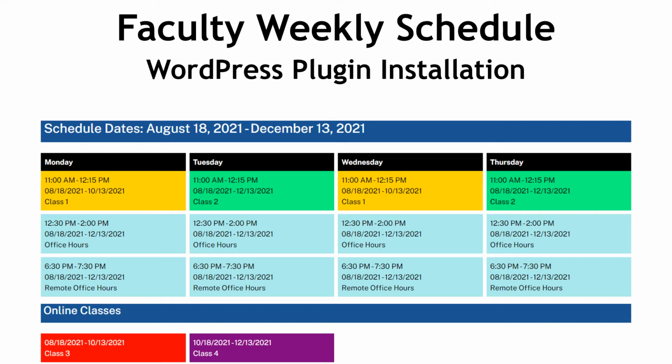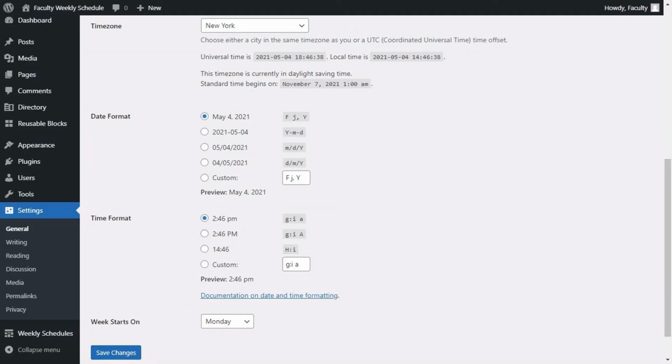The Faculty Weekly Schedule plugin can be installed by uploading a zip plugin file using the WordPress Plugins option. Before installing, go to Settings General and ensure that the time zone and date time formats have been correctly set. The date and time format can be taken from the Settings General page or can be overridden for each schedule.